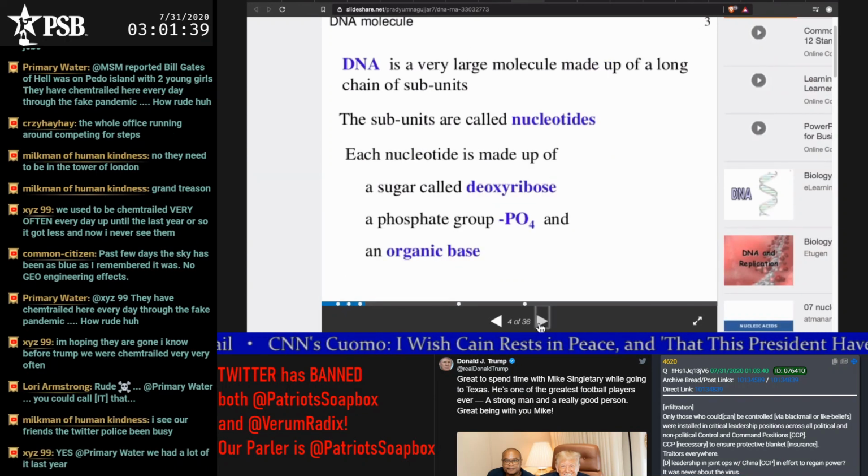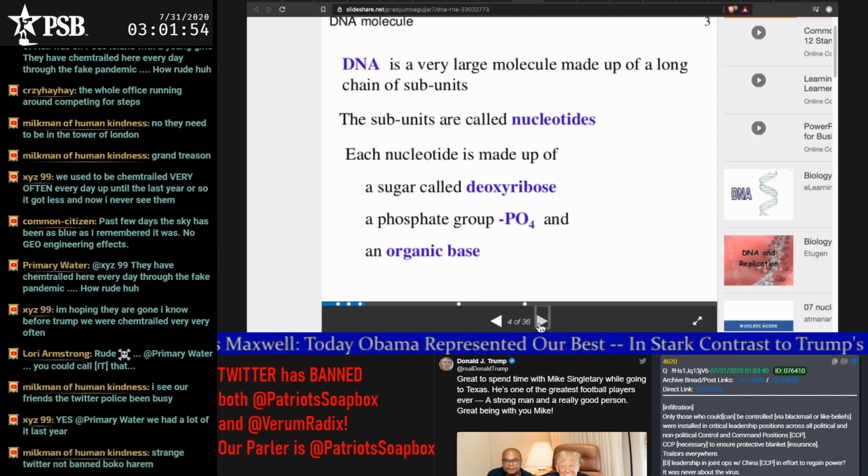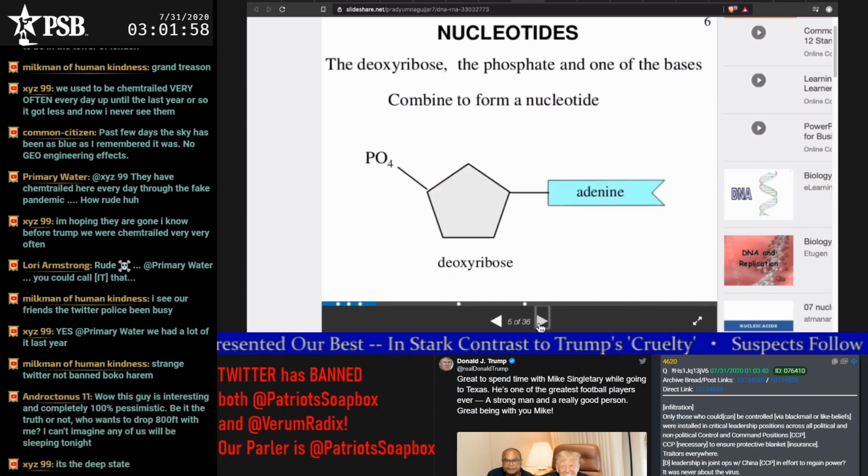It's a very large molecule made up of long chains of subunits. They're called nucleotides. Each nucleotide is made up of a sugar called deoxyribose, a phosphate group, PO4, and an organic base. This is important. We're going to get back to the phosphate group in a minute. So here's what a basic building block looks like.